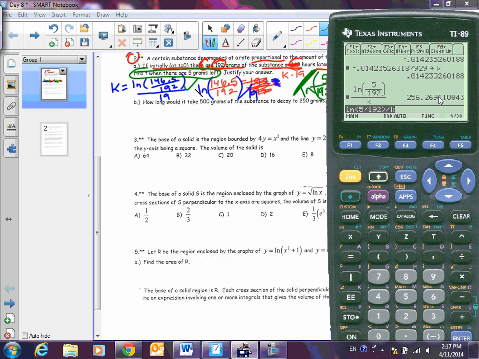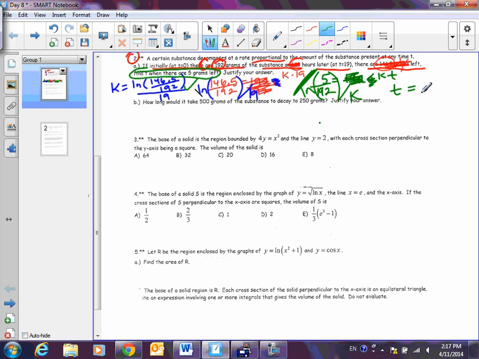And here you can round to 3 decimal places. All right, but only here. If you had rounded before this, your answer would be sort of close to mine. You'd think, oh, it's about the same. But if it's not accurate to 3 decimal places, it's not the right answer. So 256.269. And that's in hours. That's your answer.